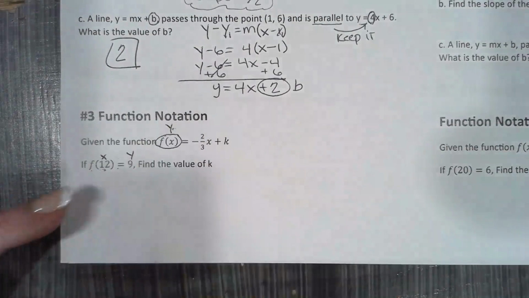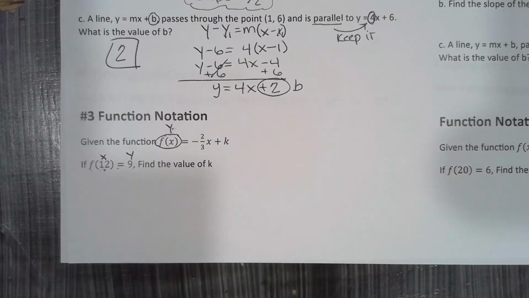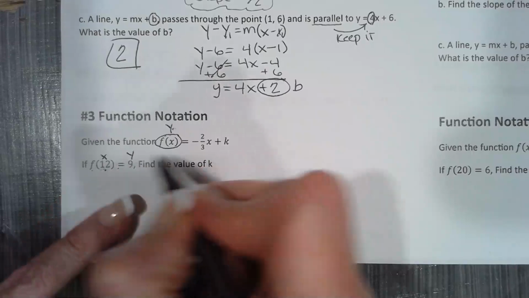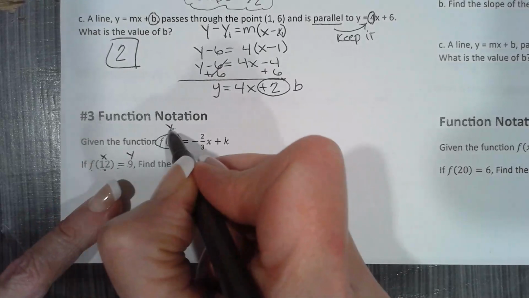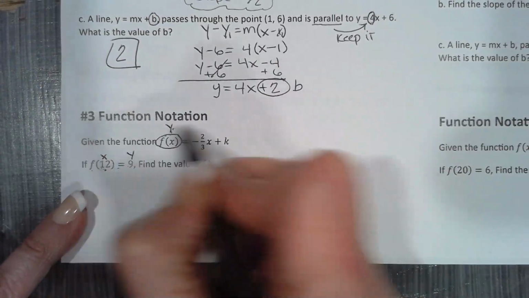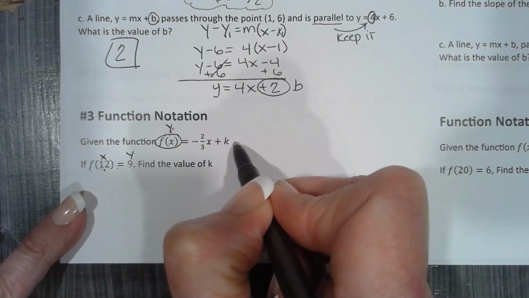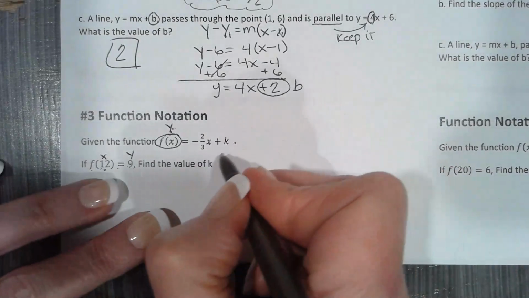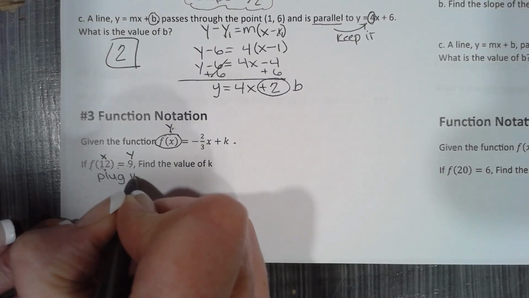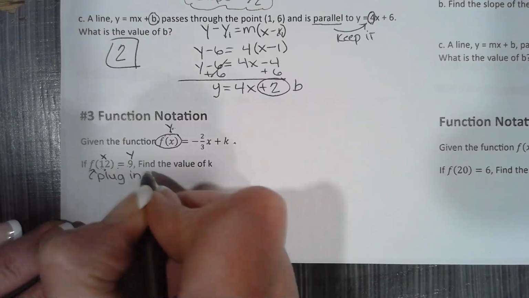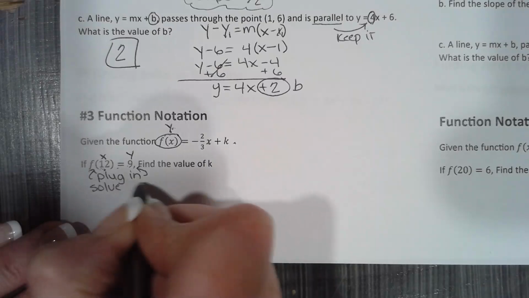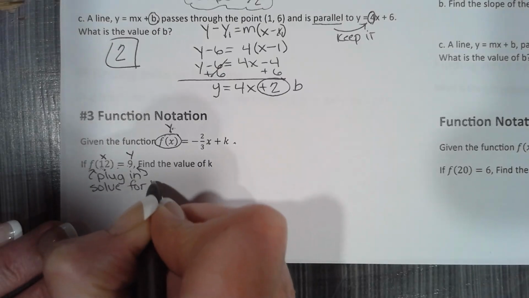I'm going to plug the 12 in on that side. X, I'm sorry, my fault. This is the y. I'm going to plug a 9 in here. For x, I'm going to plug 12 in, and then I'm going to solve for k. Okay, so if you're writing instructions, we're going to plug these in, and we're going to solve for k. So let's write those instructions, okay?